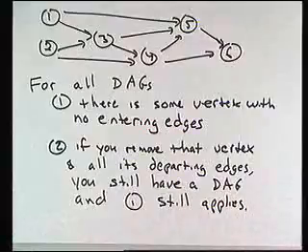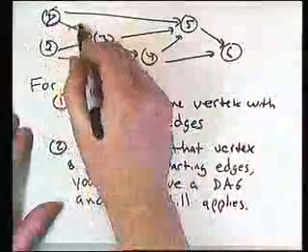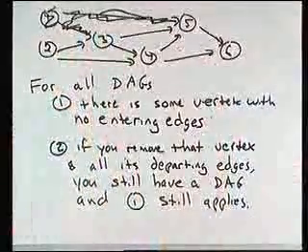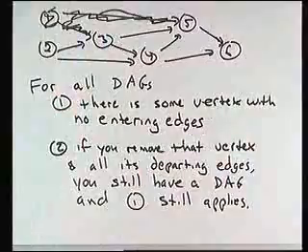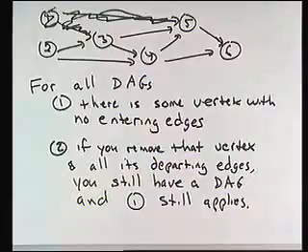And if you assume one is true and you have this kind of a vertex with no entering edges, if I was to remove that and all the departing edges, so for example, if I was to remove vertex 1 and get rid of its 2 departing edges, what that would mean is, well, now, of course, I still had vertex 2, but notice now I'm left with another graph that still has a vertex with no entering edges, 2.